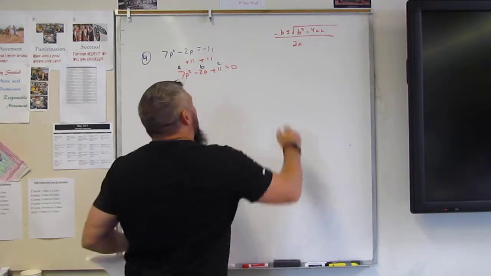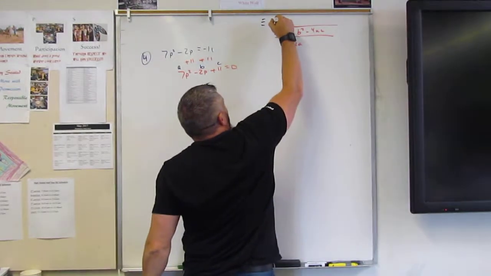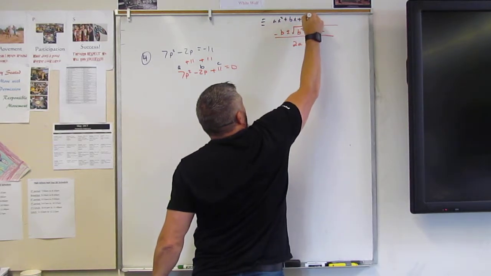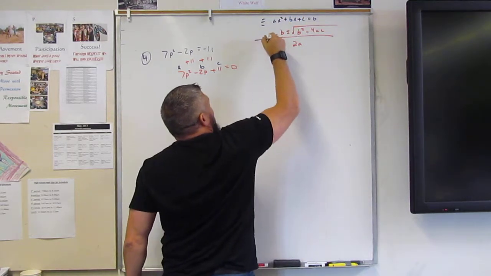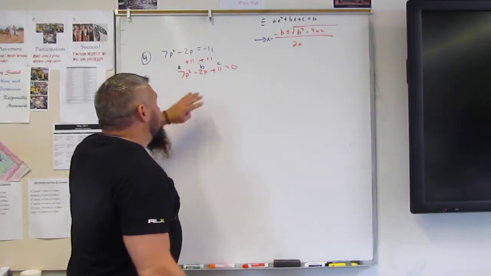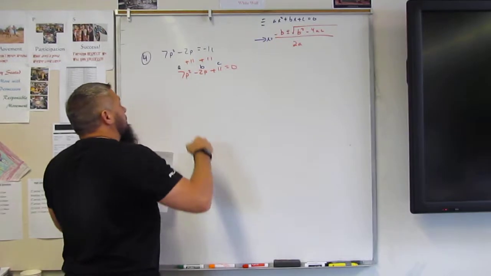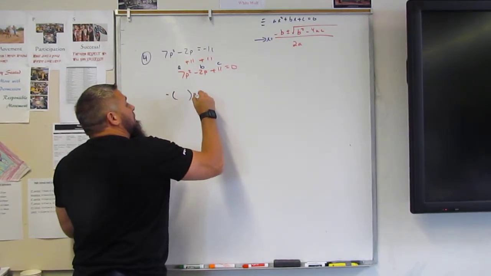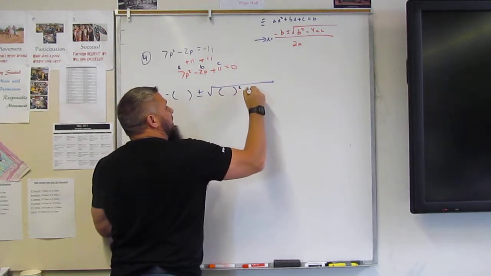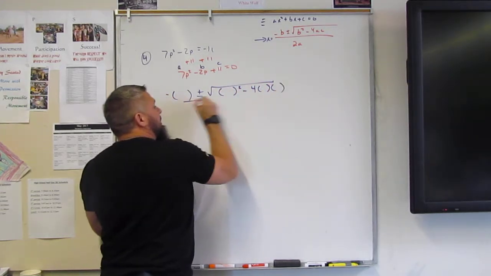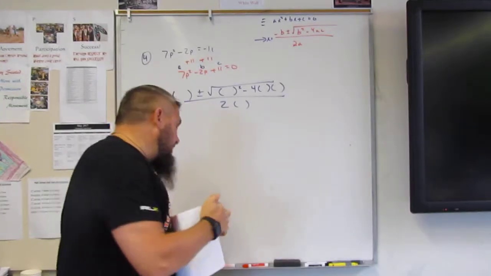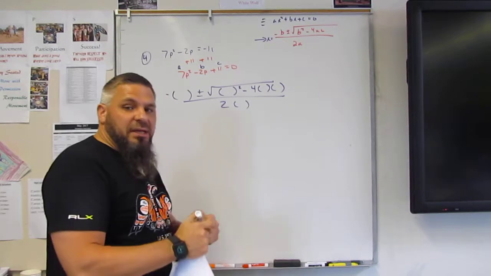Okay? Because remember, if ax squared plus bx plus c equals 0, then x equals this. So I just got to plug it in. Negative b plus or minus the square root of b squared minus 4ac all over 2a. Okay? And then I plug in.